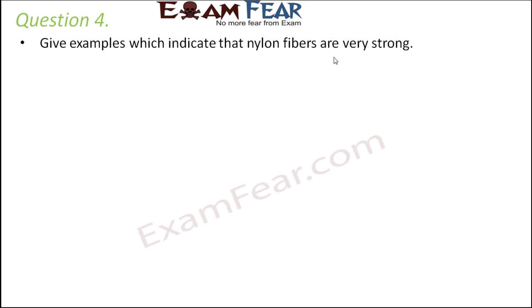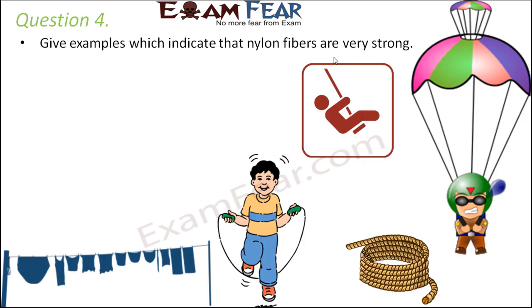Question number 4. Give examples which indicate that nylon fibers are very strong. Now, as I said, the most beautiful thing about nylon is that they are extremely strong. At the same time, they are very flexible. That is why they are used in parachutes. You see the ropes of the parachutes. Do you think that they do not need to be strong? They need to be really, really strong. Even for rock climbing, you need strong ropes, and there also you see nylon. For drying clothes also you use nylon ropes. So nylon fibers have this characteristic that they are very strong.